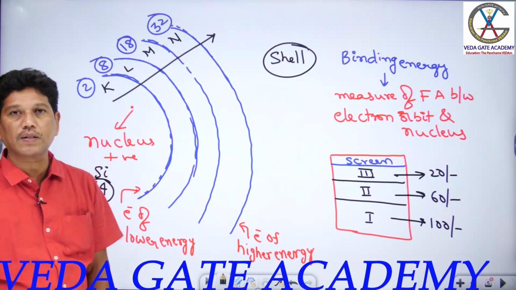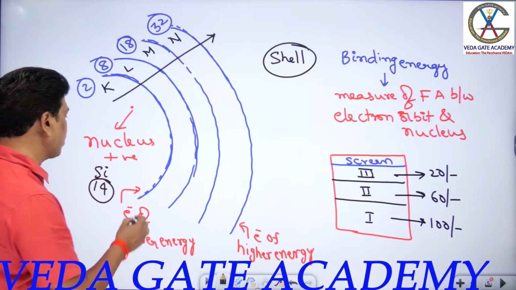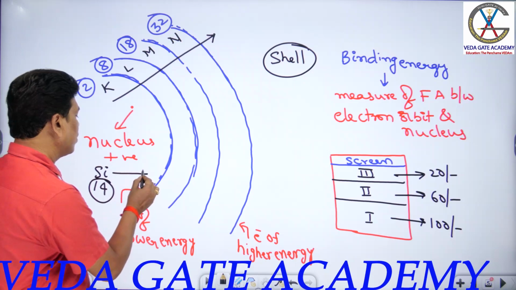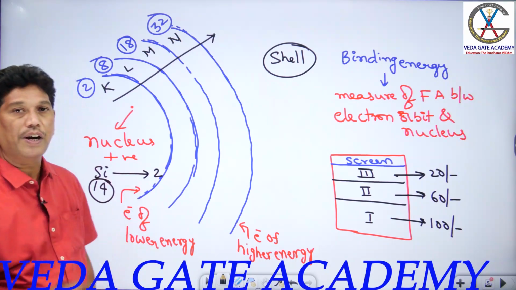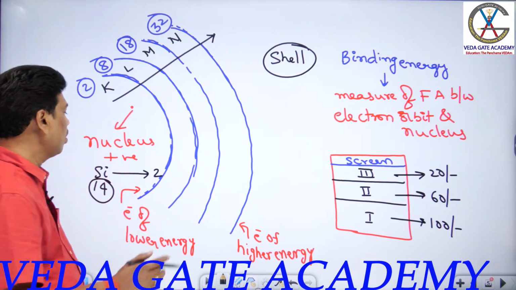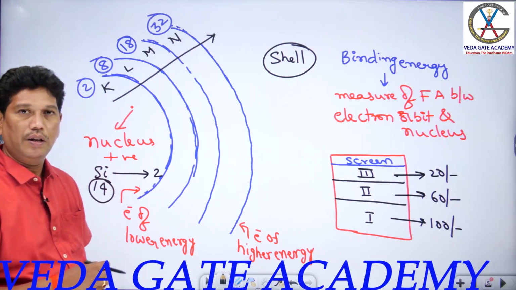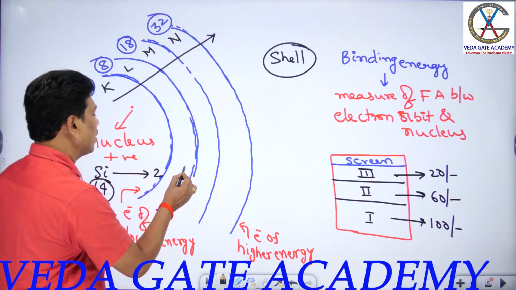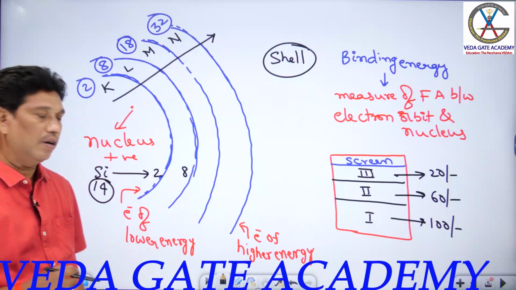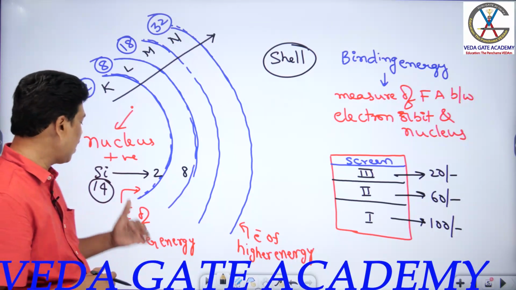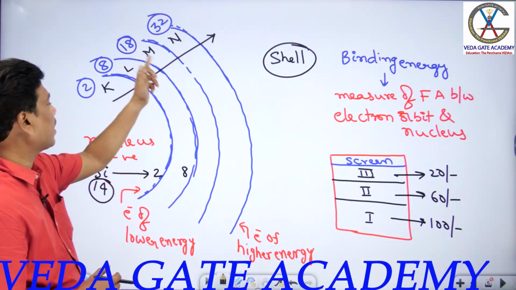How these 14 electrons are occupied in the corresponding atom, you can go for. So K cell, 2 electrons filled. So among 14, 2 are over. Next, L cell, 8 over. 2, 8, 10. Then how many are left out? 4 are left out.